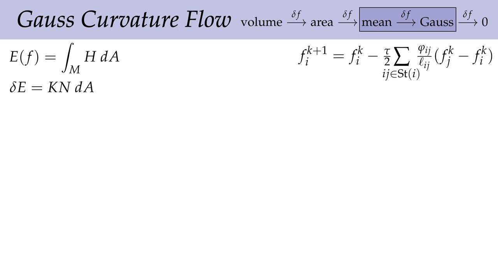So what do we expect to happen here? I mean, what does it look like to reduce the total mean curvature of a surface? Maybe stop and think about that, given what you know now about mean curvature. What do you think this should look like?